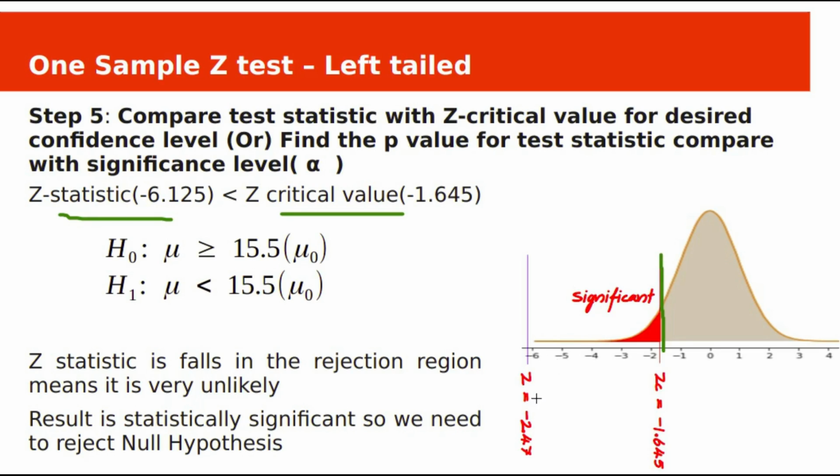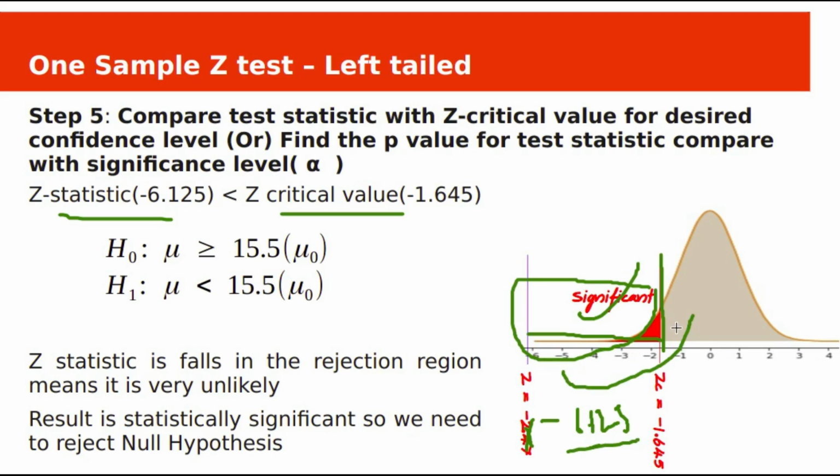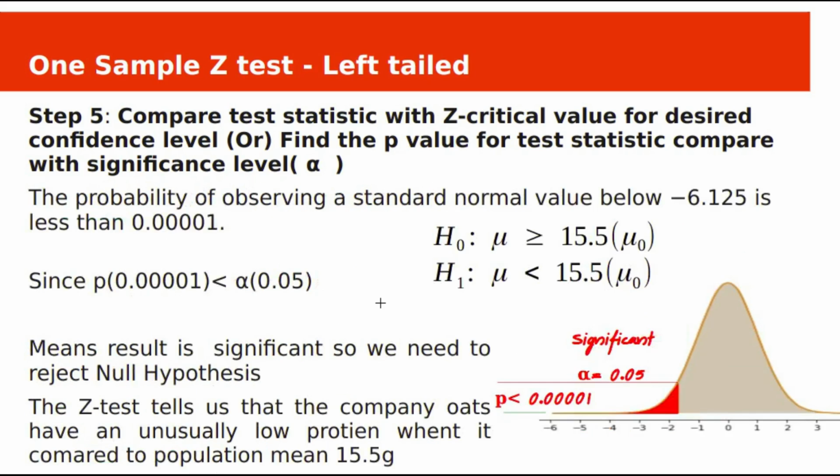The Z statistic here is not minus 2.47, it is minus 6.125, which is far away from the Z critical value, which is in the rejection region. So results are significant. So you can reject the null hypothesis, meaning this Z score is very unlikely in this null distribution. So the company's claim is wrong. This is true. You can check the same thing by using p-values also.